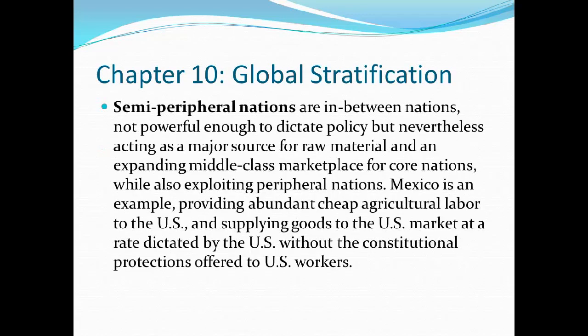And therefore the core nations are still going to be maintaining and being rich. Now, when I look at the semi-peripheral, which is in between the peripheral and the core nations, it's an in-between nation. They're not powerful enough to dictate policy, but nevertheless act as a major source of raw material and an expanding middle-class marketplace for the core nations, while also exploiting the peripheral nations as well. This book that I read states that Mexico is an example, providing abundant, cheap agricultural labor to the United States and supplying goods to the United States market at a rate dictated by the U.S., without the constitutional protections offered to U.S. workers.